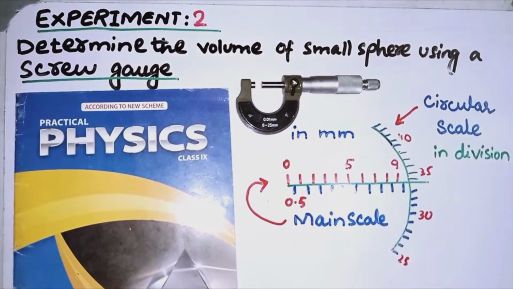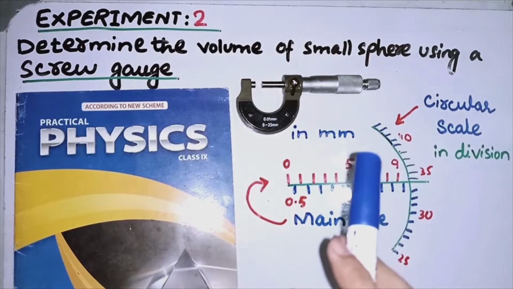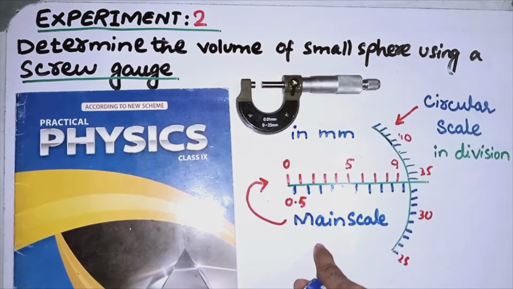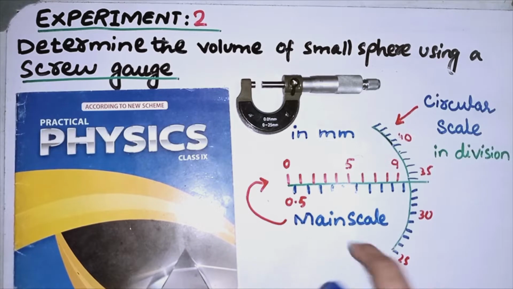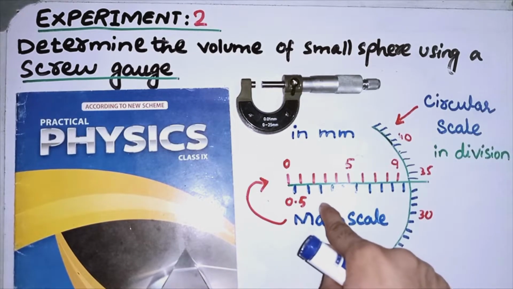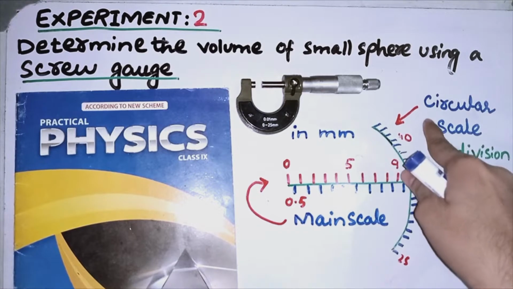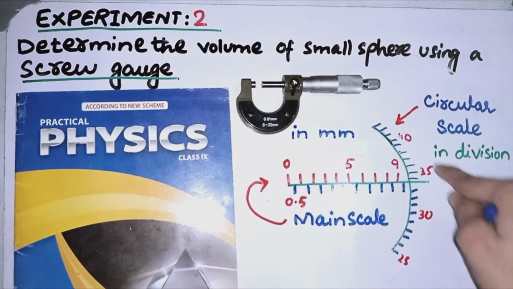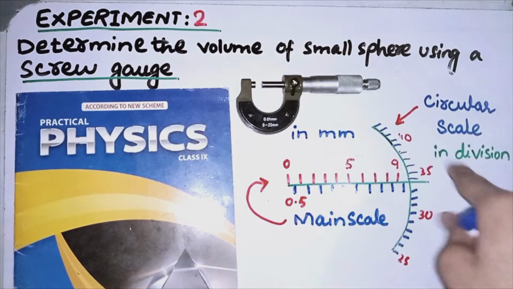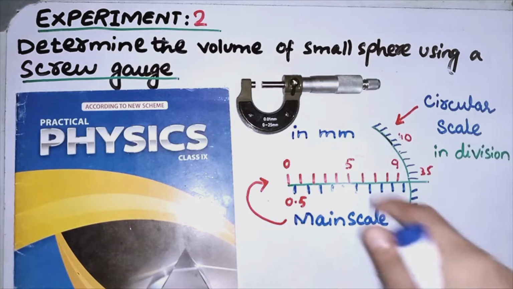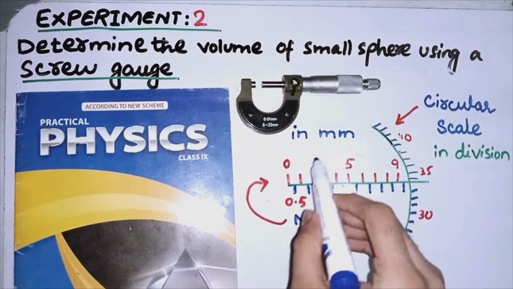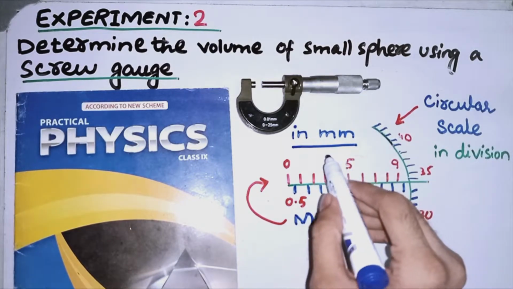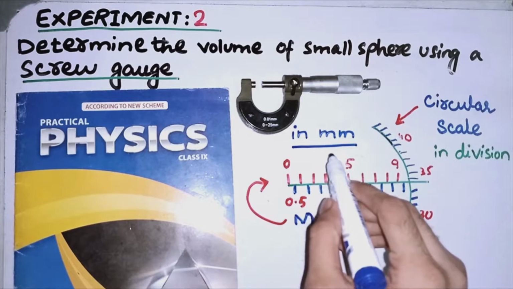Before taking our experimental reading or observation, first we need to understand with the help of a figure. As you can see, there are two scales. One is the main scale and the other is the circular scale. The main scale is also called the linear scale, whereas this scale is called the circular scale. One more thing is that the main scale is always in millimeter. Okay, I hope you all are clear. The main scale is in millimeter.